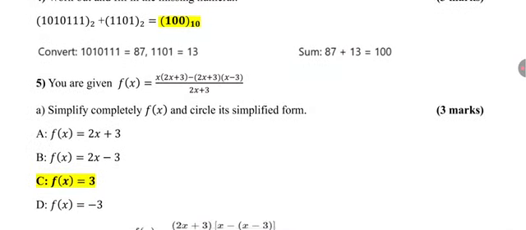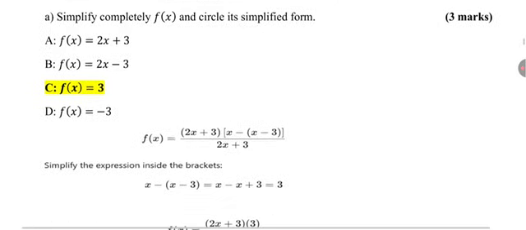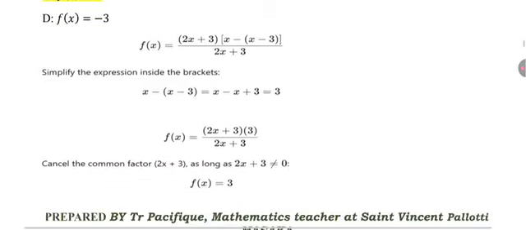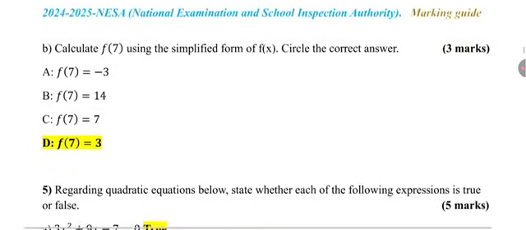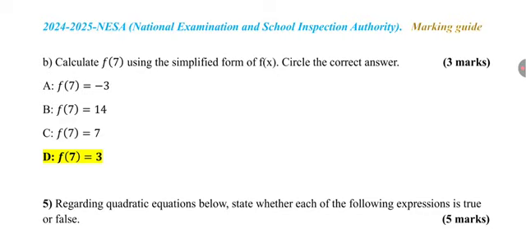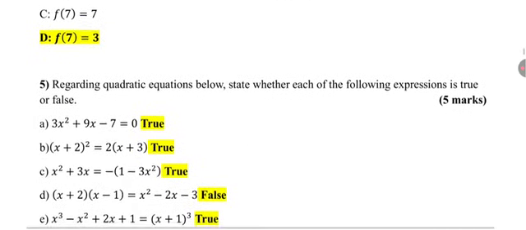So number 5, have the function f of x is equal to x bracket 2x plus 3 minus 2x plus 3 times x minus 3 over 2x plus 3, and we ask you to simplify f of x and circle its simplified form. Here you see the answer is f of x is equal to 3. Here there is a proof, and then here there is B. We know that we have f of 7 using the simplified form of f of x. The answer will be 3, as the answer is D.